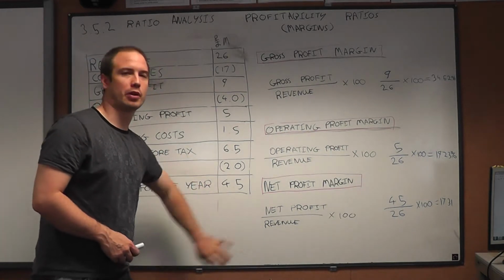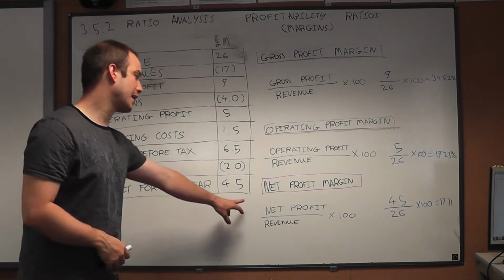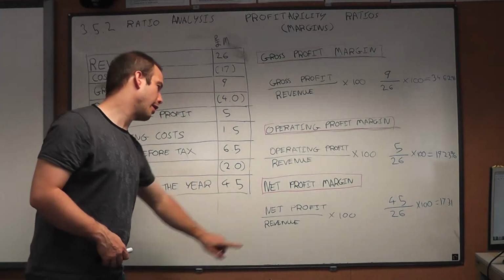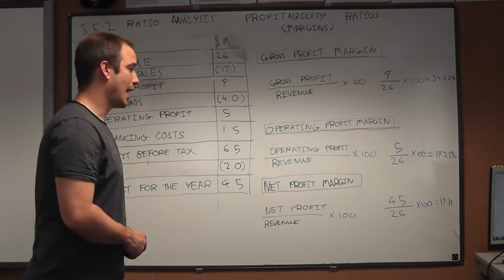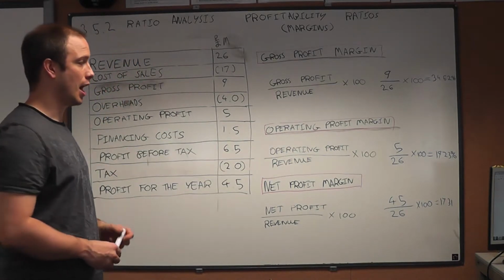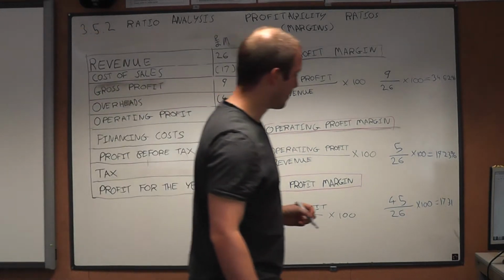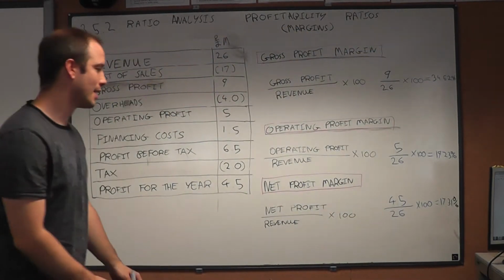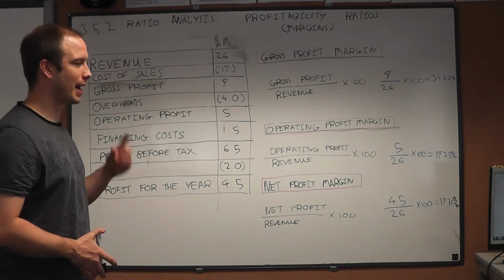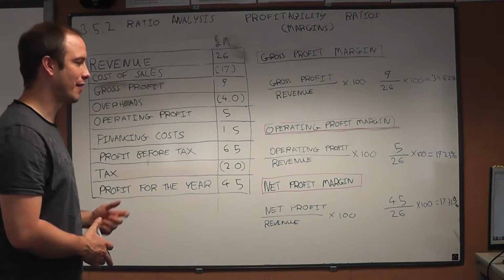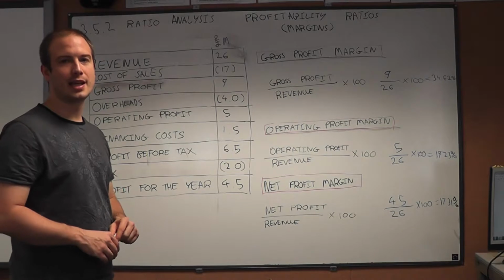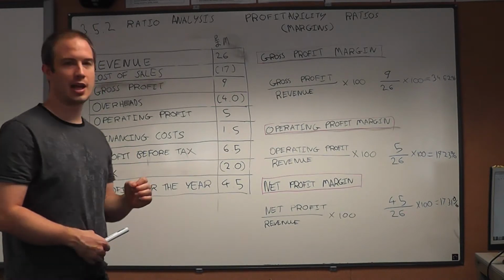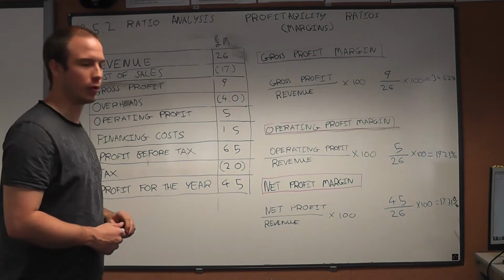What will be turning into profit at the end of the year? So in this case, we're taking our profit for the year of 4.5, dividing it by our revenue of 26, and timesing it by 100 to give us 17.31%. That means for every pound that the business takes in revenue, 17.31% is being turned into profit after all costs of all descriptions are paid for.